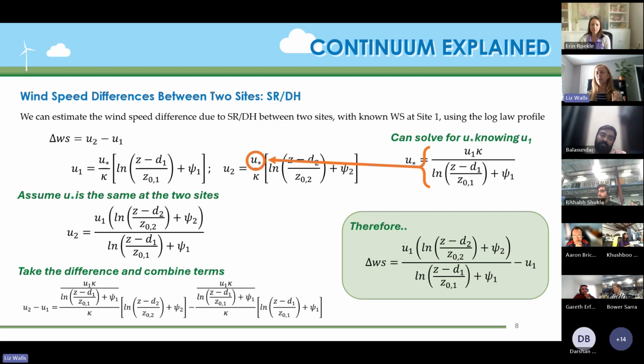As I mentioned, the key is really wind speed difference. We know the wind speed at site 1 and are trying to estimate the wind speed at site 2. So here we have delta wind speed, simply the difference between the two.